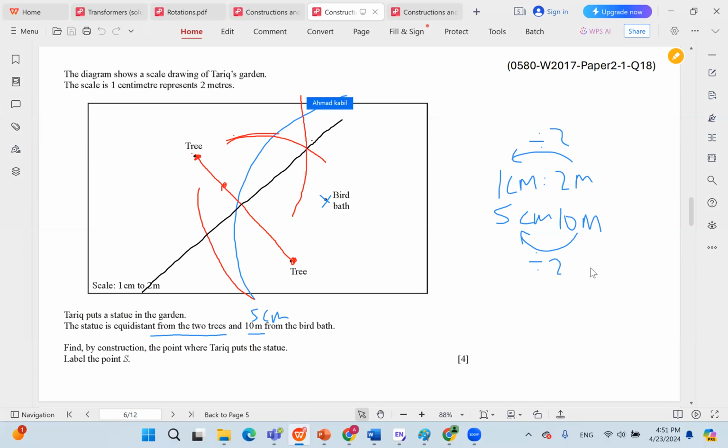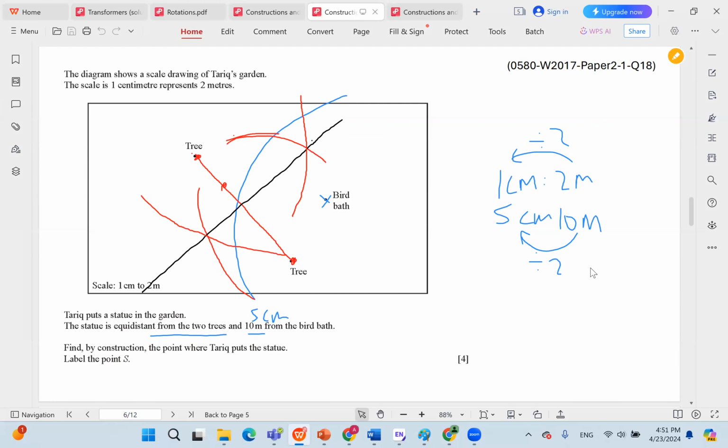Of course, in your case, you have to draw the arcs first, and based on their intersection, you draw the perpendicular bisector. But because I'm doing this on the screen without an actual compass, it will become very hard to do this accurately. So I'm just trying to draw a symbolic drawing, a representative drawing of what we have here.